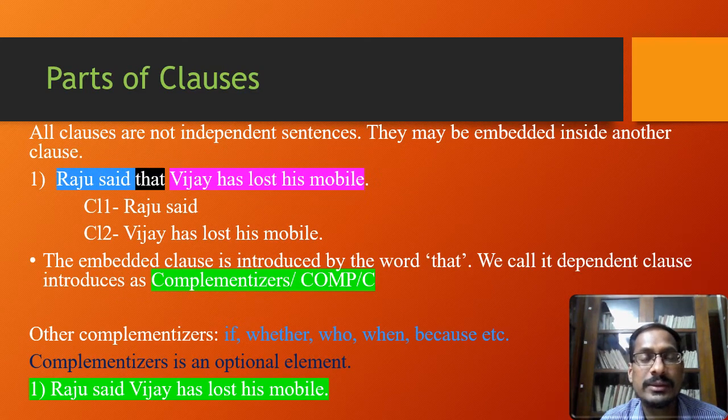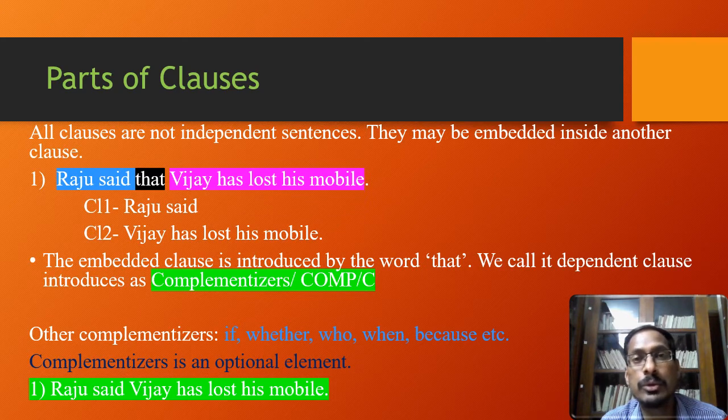If the clause stands on its own, then it is also a sentence. But all clauses are not independent sentences. They may be embedded inside another clause. Now look at the example. Raju said that Vijay has lost his mobile. Now you will notice that a clause which was used as an independent sentence above is now used as part of a larger sentence, appearing inside the larger clause, which is constituted by the whole sentence.